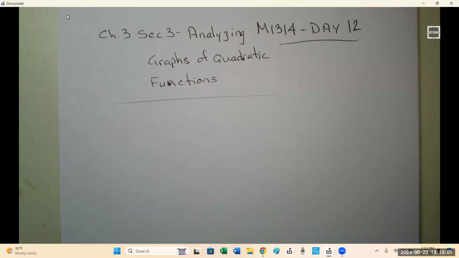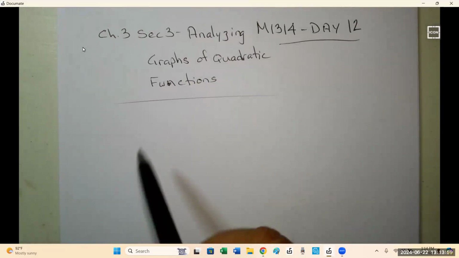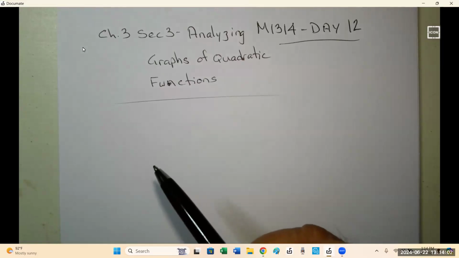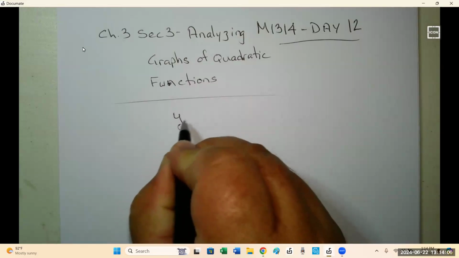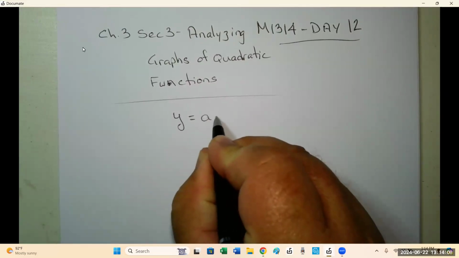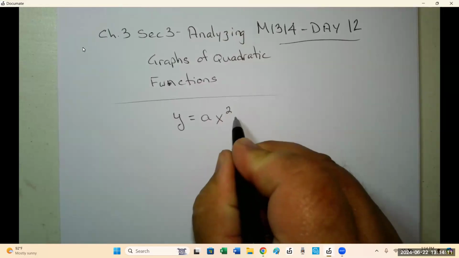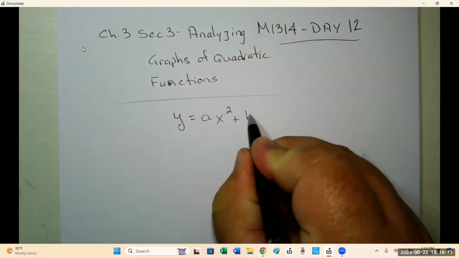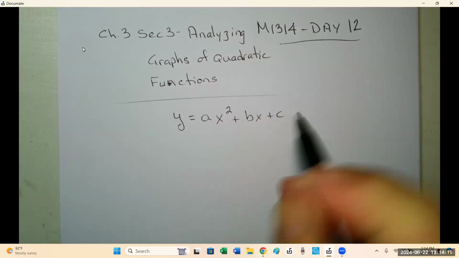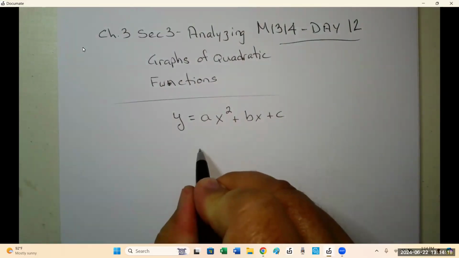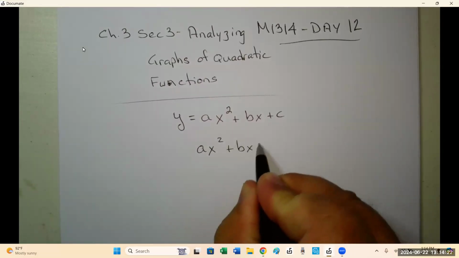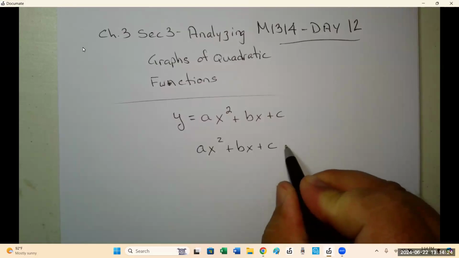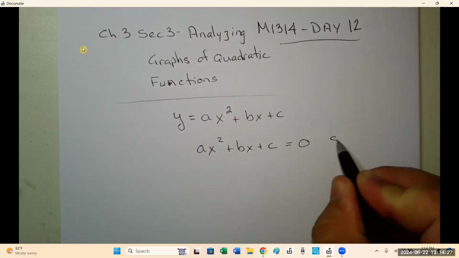All right, welcome everybody. Now we're going to talk about Chapter 3, Section 3, Analyzing Graphs of Quadratic Functions. Okay, remember a quadratic equation looks like this: y equals ax squared plus bx plus c. And if we set it equal to 0, we have what's called standard form.